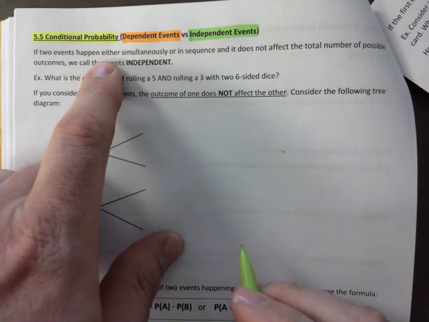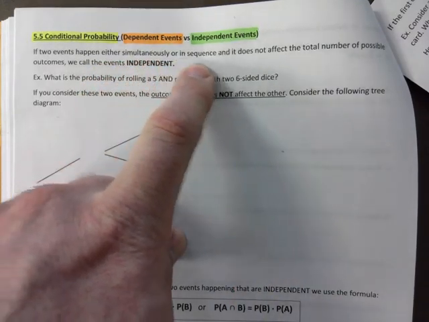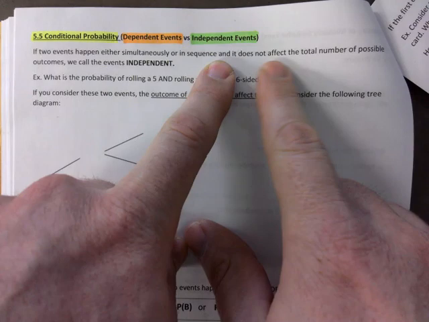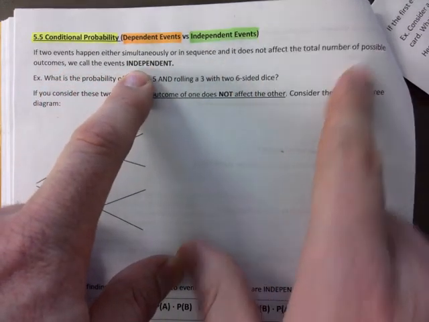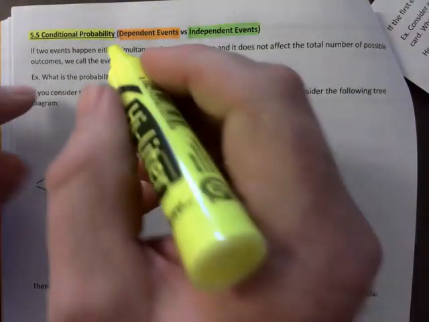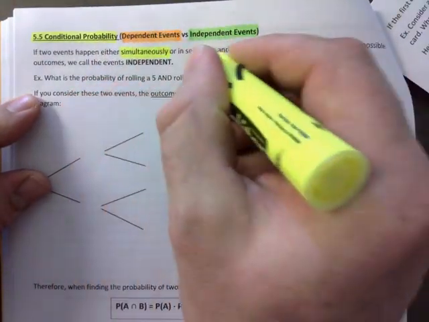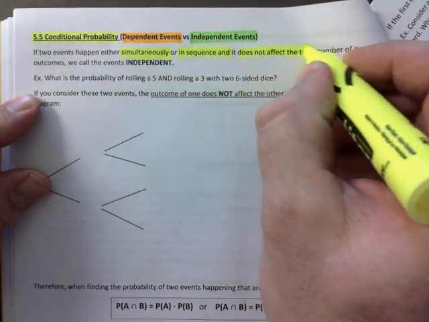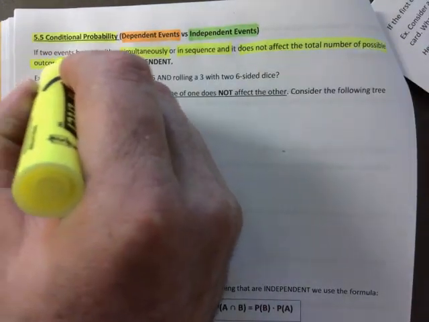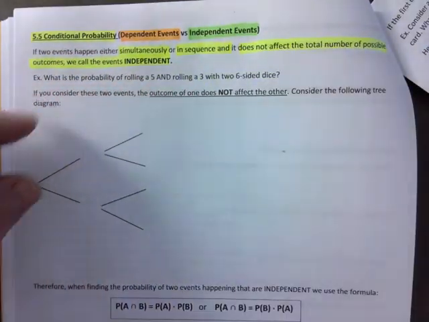If two events happen either simultaneously or in sequence, and it does not affect the total number of possible outcomes, we call the events independent. So it could happen at the same time or in sequence, but it doesn't affect the total possible outcomes. We call those events independent.